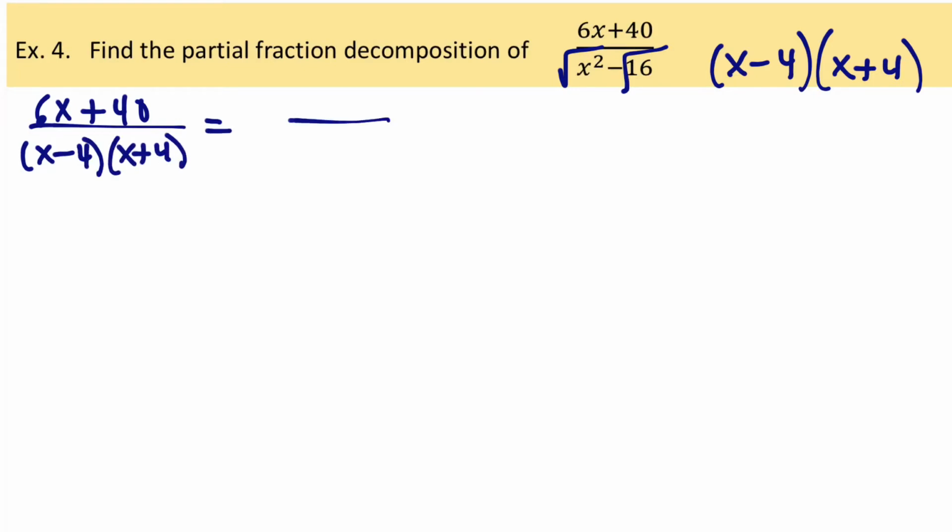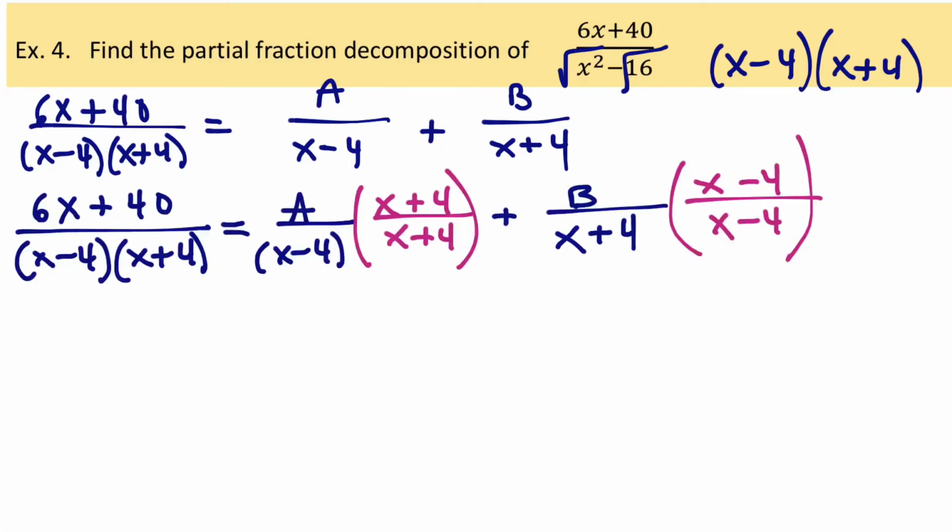So that's going to be equal to something over x minus 4 plus something over x plus 4. Linear factors of multiplicity 1. So those will take a constant in the numerator, so we use two different constants. All right, this is our setup. So now let's go ahead and find common denominators on the right so we can combine the right into one fraction. So I'm going to multiply my first fraction by this form of 1 and my second fraction by this form of 1 to get the common denominator, correct?